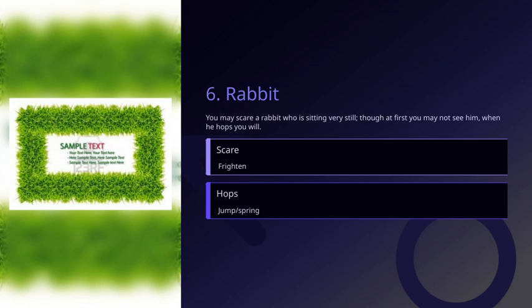Sometimes you'll see a rabbit jump or spring away rapidly to escape danger. This slide highlights how animals like rabbits respond to threats with quick, agile movements, something that ties into our overall theme of animal behavior and survival. So remember, a still rabbit can suddenly become very lively when startled, illustrating how instinct drives their quick reactions.